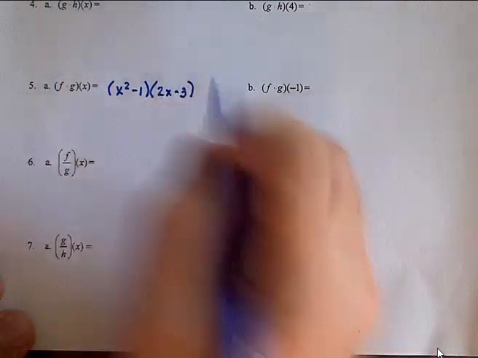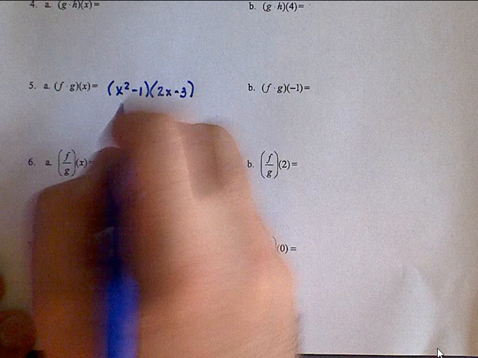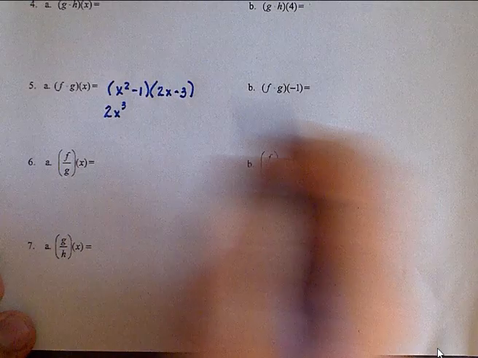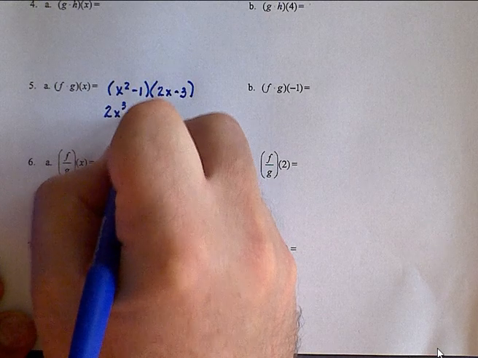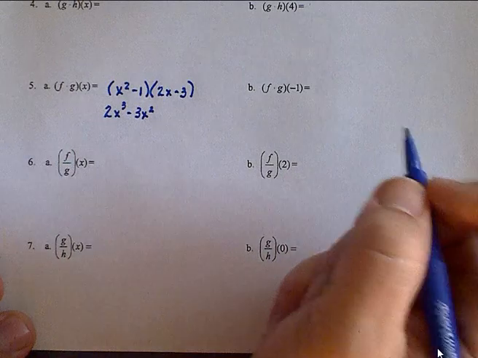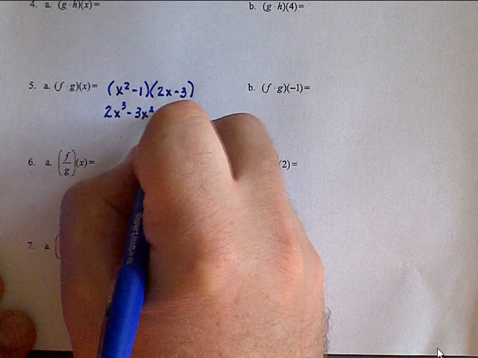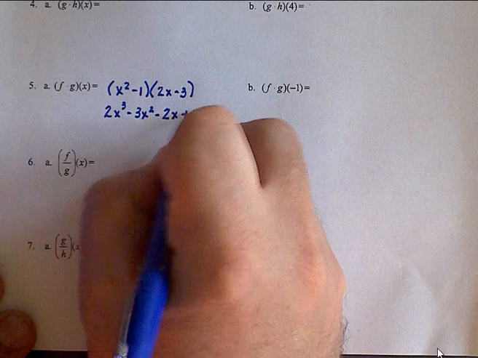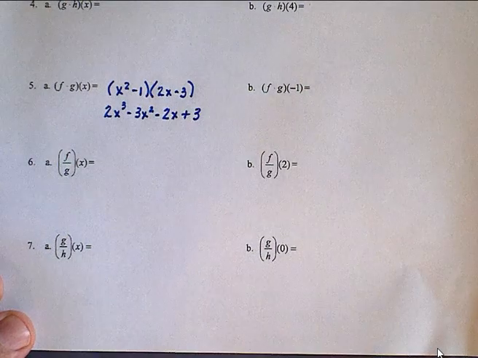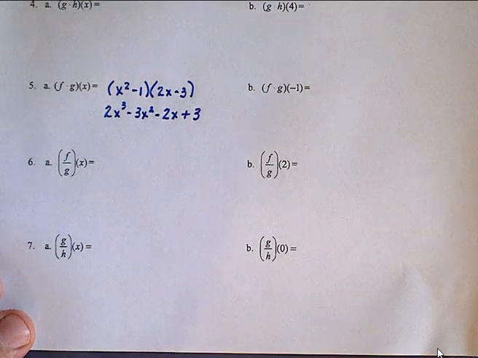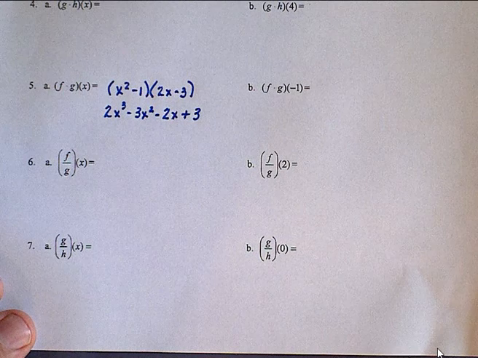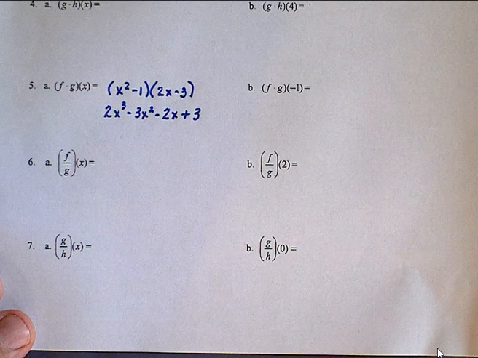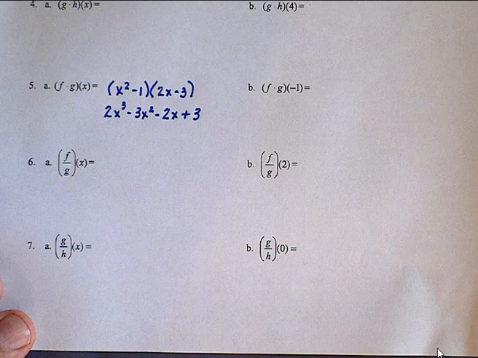And now when I FOIL, this becomes 2x to the third minus 3x to the second on the outside, minus 2x on the inside, and then plus 3. Okay. Now, as you look at that, the next step is to combine like terms, but there aren't any. So because there are no like terms, that would be your answer.